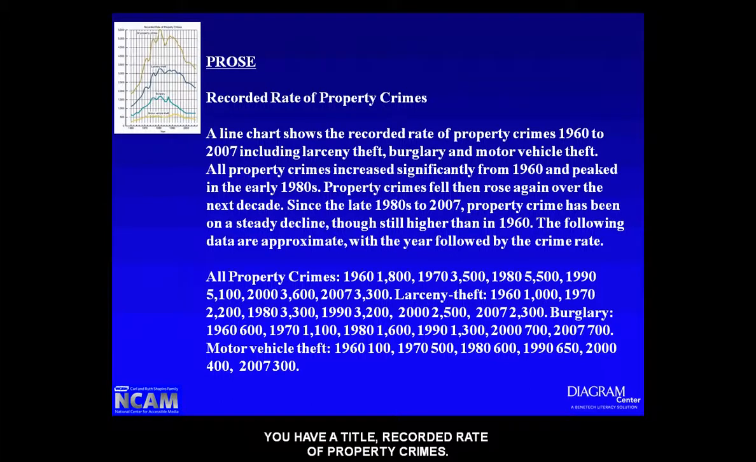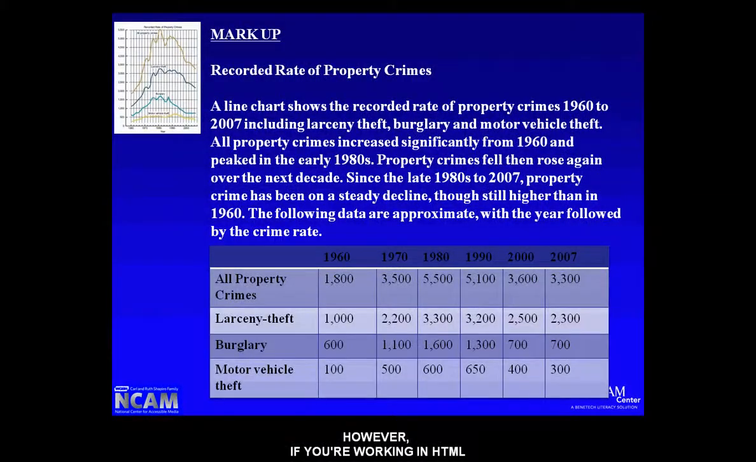You have a title, Recorded Rate of Property Crimes. A line chart shows the recorded rate of property crimes 1960 to 2007. Someone could say, okay, that's enough, I don't need to know anything more. Or they could listen to the entire summary, or they could listen to all of the data. However, if you're working in HTML, it is a far better solution to provide the paragraph of data in a data table.